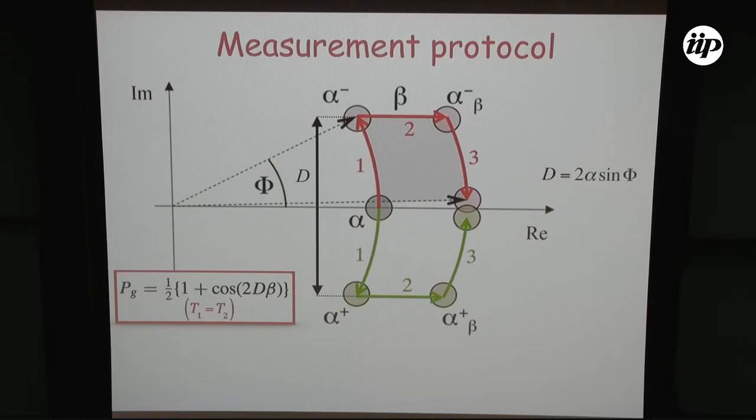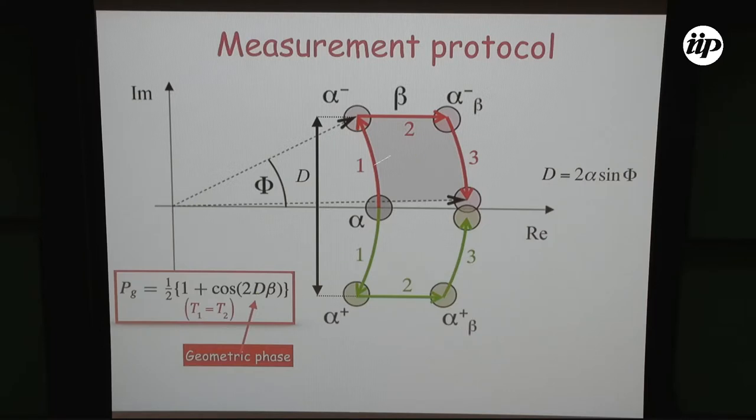And we can show that in this process, if we detect the ground state, the probability of finding the atom in the ground state, or the lower level, is given by this expression, which depends on beta. It also depends on the distance between the two coherent states. So by detecting this probability, you get information on beta. That's the idea. There is also something nice here, because see that this is just the area of this region here.